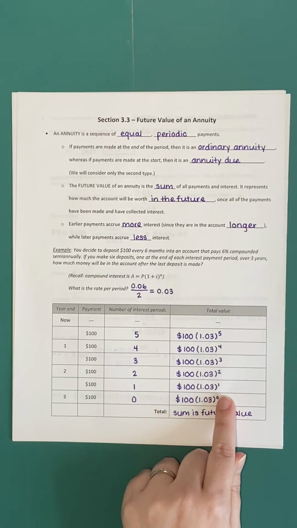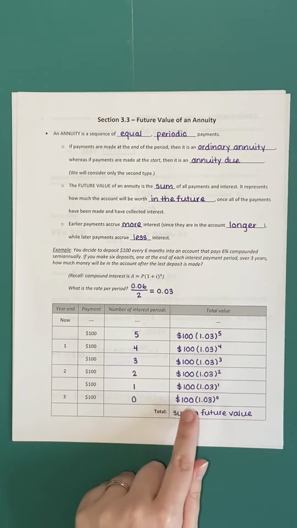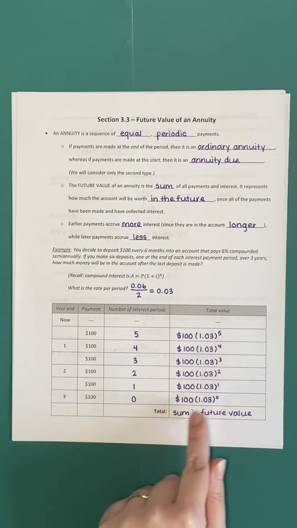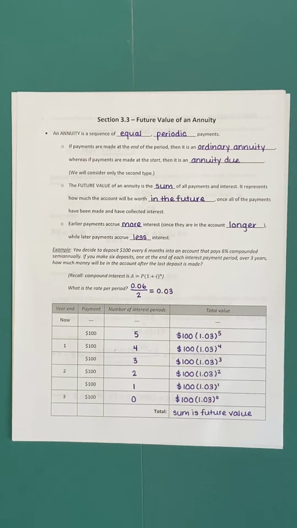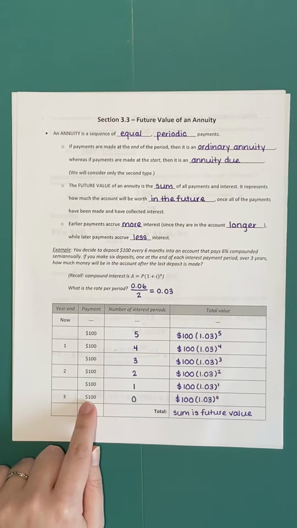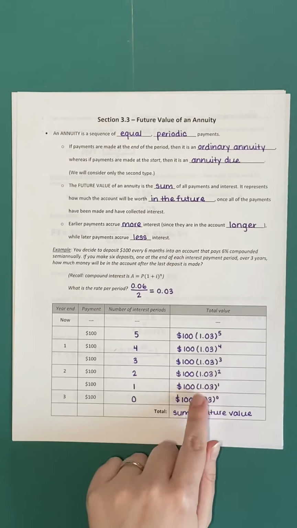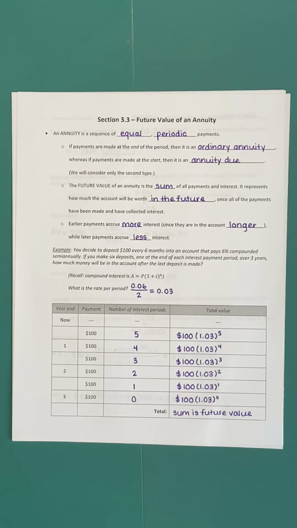Now, an exponent of 0, anything raised to the 0 power, is actually just 1. So if you imagine taking 100 and multiplying it by 1, the value you get is 100. So this last deposit of $100 is truly worth $100 because it doesn't have any time to make any interest. But all the previous deposits are going to be worth a little bit more because, again, they had time to accrue interest.